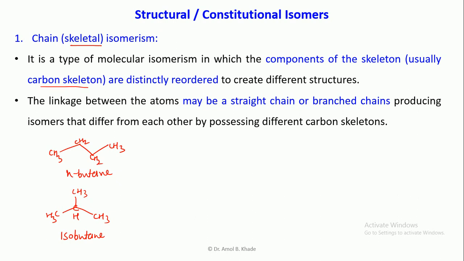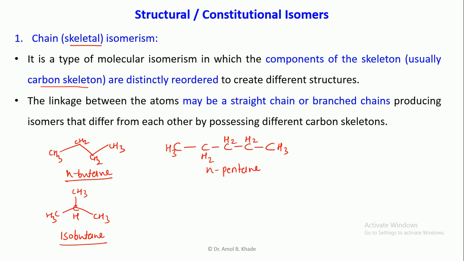So you can consider n-butane and isobutane, these are the chain isomers. We can take another example. We can draw the structure of n-pentane. Pentane has how many carbon atoms? 5, and then you can complete the valency of the carbon, CH2 and CH3. So this is the structure of n-pentane. Can you draw the possible chain isomers for n-pentane?